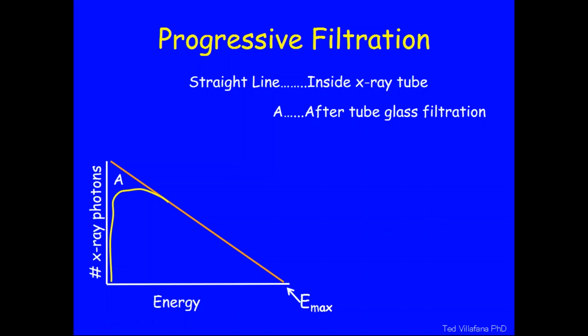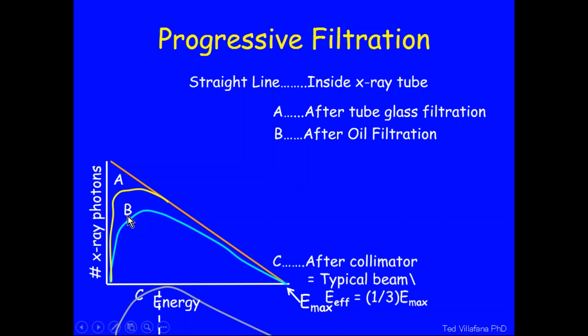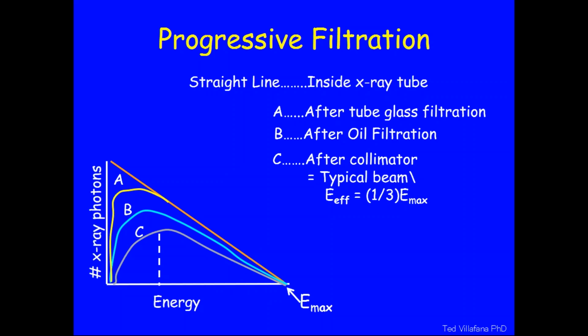Let's now see what happens as that radiation gets through the glass of the X-ray tube. Well, as before, you have the preferential absorption of the low energy component. So now you have this yellow curve where you've knocked out all those very low energy photons. But now the beam has to go through the oil. And the oil then does some more preferential attenuation of the low energy photons. And then it has to go through the collimator. And now you get even more filtration of the lower energy photons.